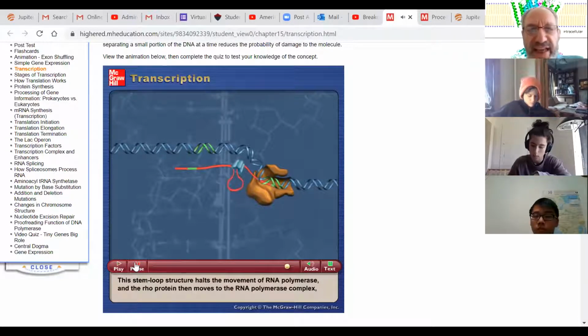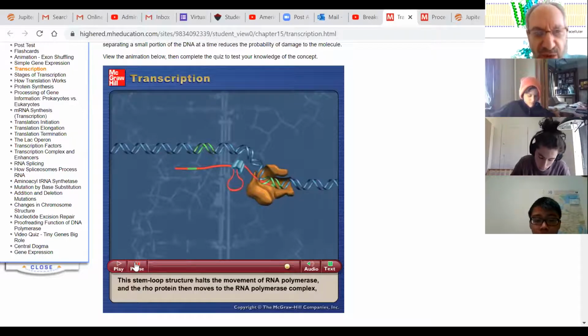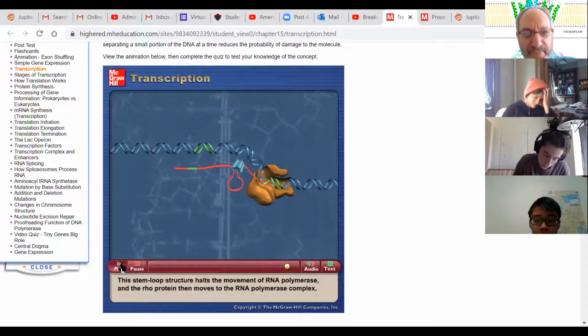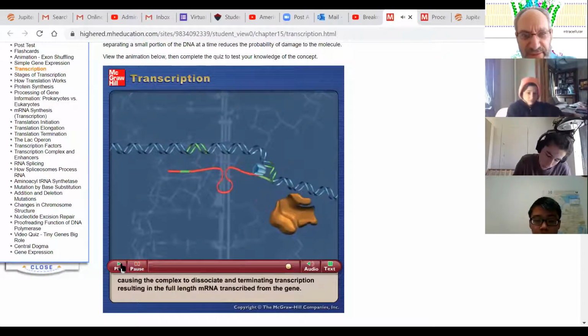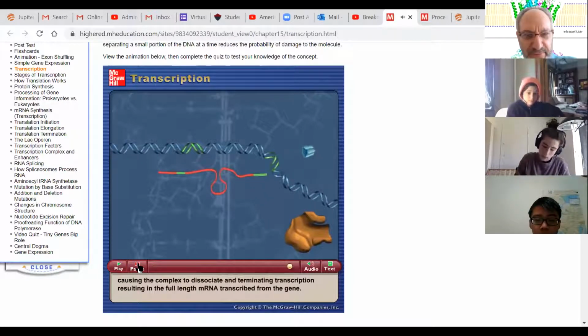Okay, so the first thing is the interaction between the stem loop and the polymerase. The stem loop then halts the movement. So the RNA polymerase stops moving. And then that allows the Rho protein to slide down here and then do its helicase thing. Causing the complex to dissociate and terminating transcription.